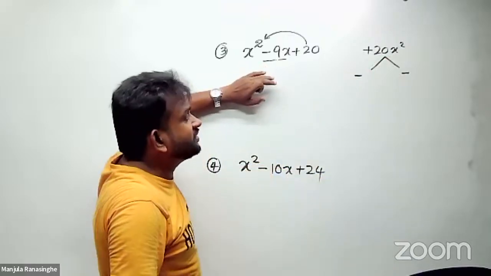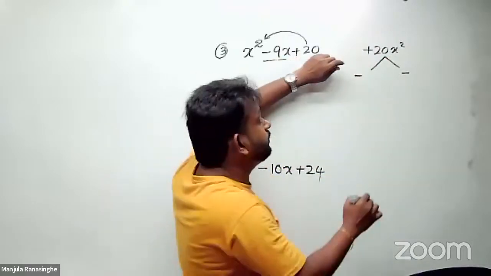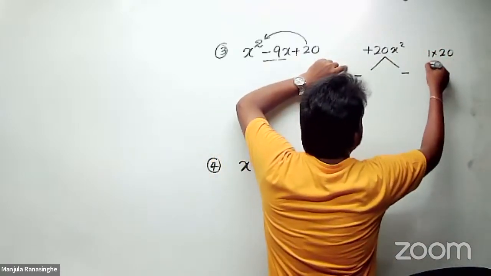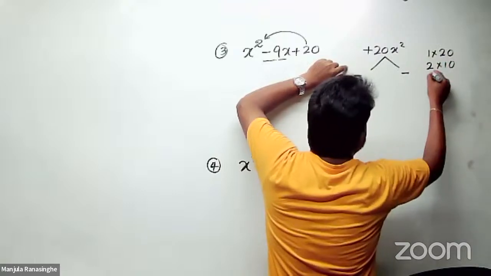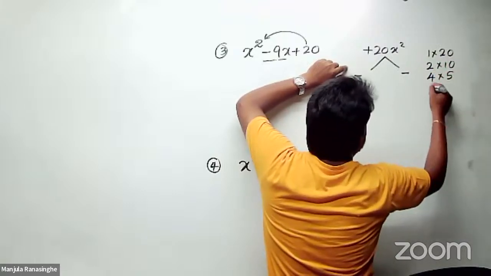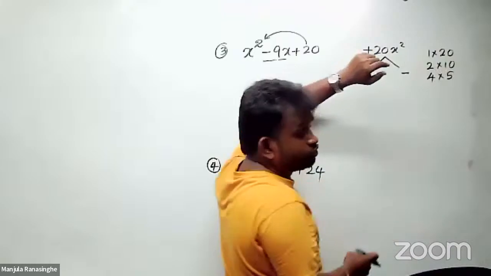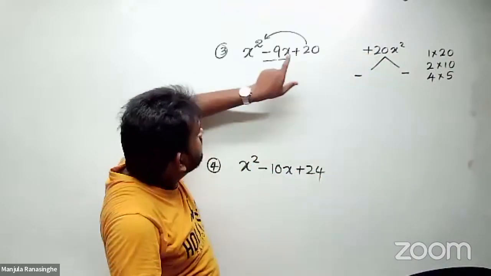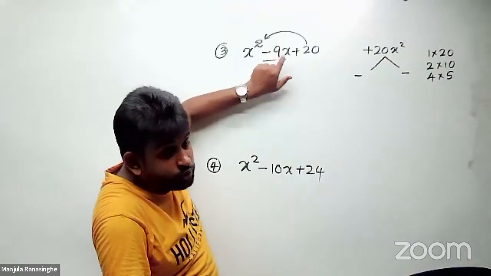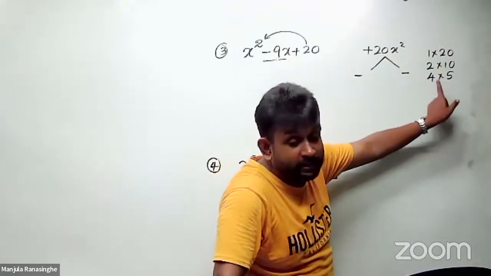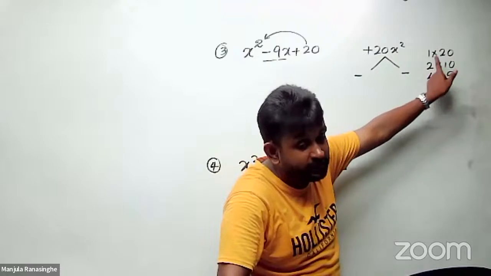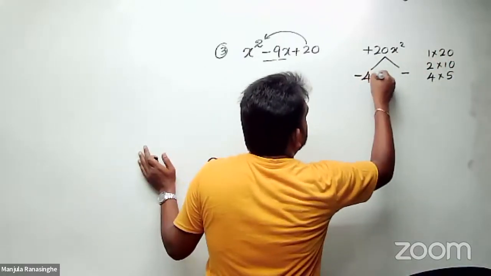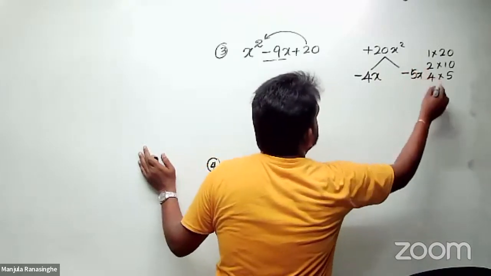So out of those pairs, you know how 20 builds up. Last day we discussed individually 1 into 20, 2 into 10, 4 into 5. Then these being exchanged. So you know the condition satisfying the middle term 9 is given when you add up the two terms, and 4 plus 5 is 9, here 12, here 21. So now you prefer negative 4x, negative 5x.